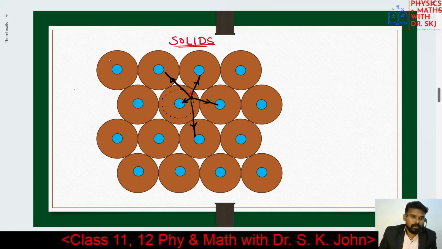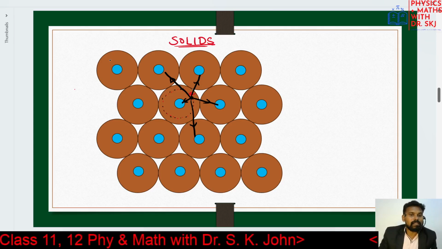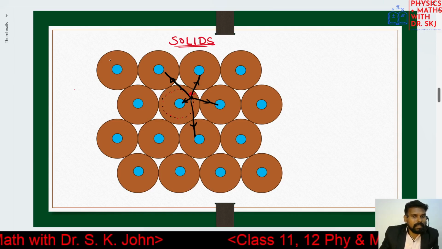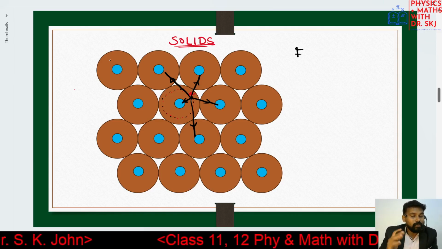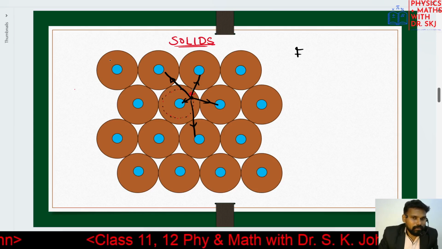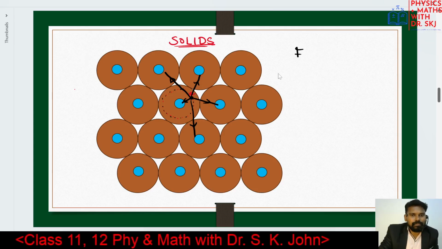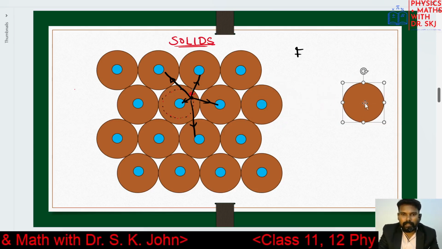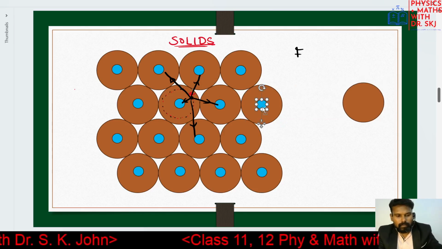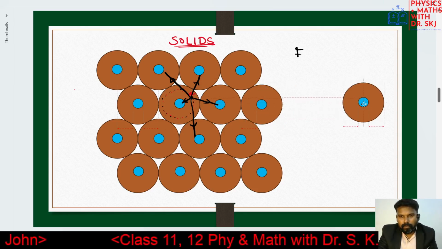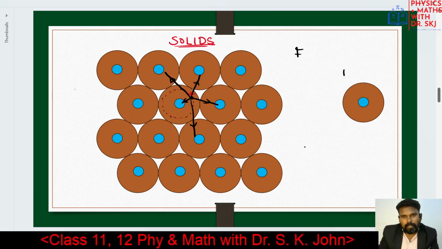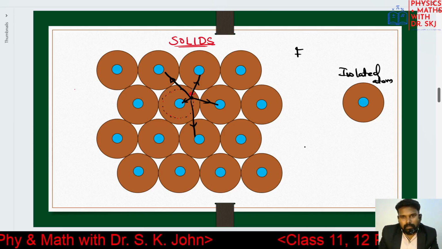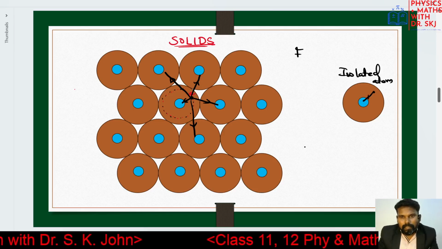This neighboring nuclei also attract this electron. So the energy levels of the electron, I think you know, are decided by the electrostatic force acting on the electron. Usually for an isolated atom, what is the case? For an isolated atom, the electron is attracted by its own nucleus.